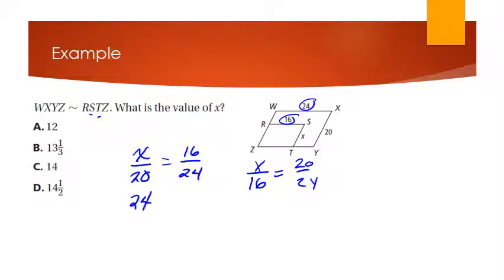So to multiply, we get 24x equals 20 times 16, which is 320, I think. Calculator stopped working. And then if I divide that by 24, I'm going to get x is approximately 13 1/3.